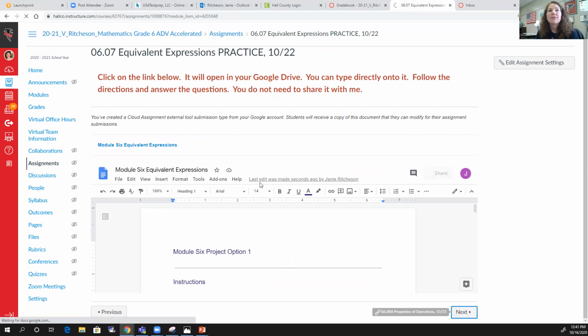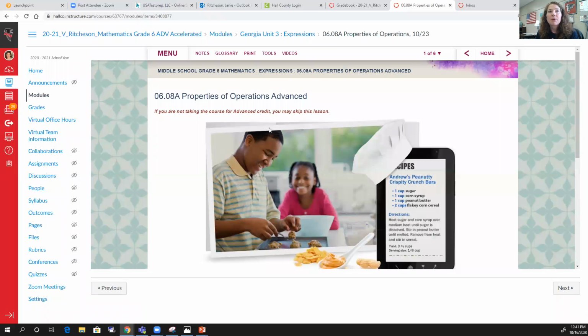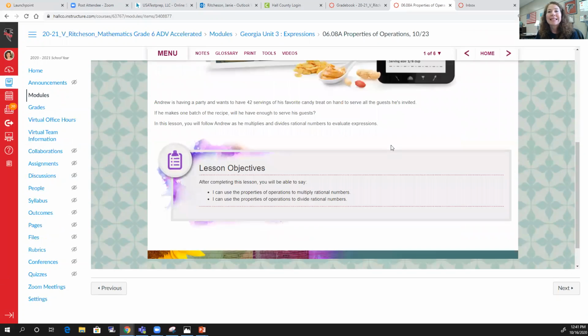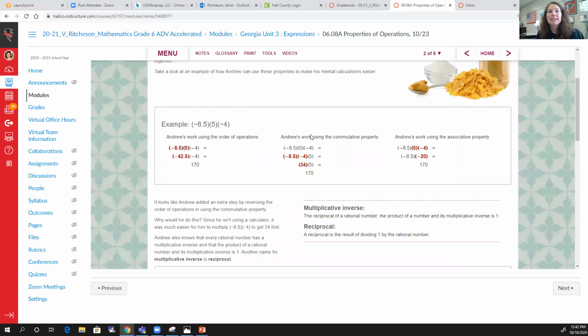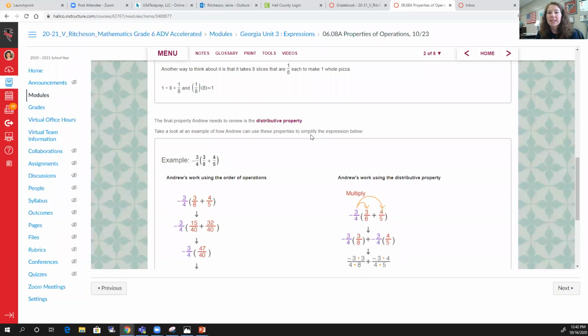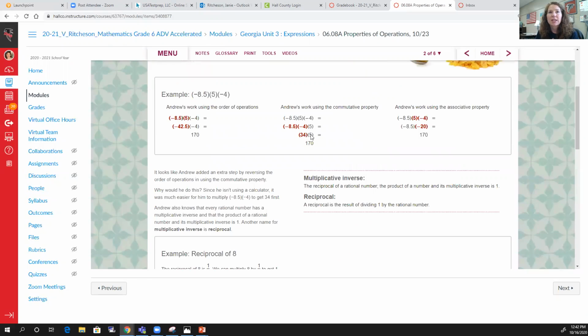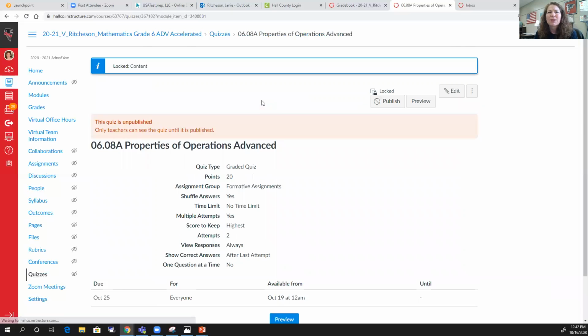All right. And then finally on Friday, you're looking at properties of operations for the advanced students, which is what you are. It just goes a little bit deeper, with problems that I'm not giving the regular sixth graders, because you are the accelerated students, so you can handle more advanced questions. And as far as the formative assessment, it's very few. I think there's only like 3 or 4. So anyway, just remember you can take everything twice. You have 2 attempts at everything.